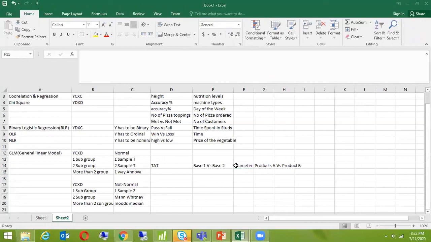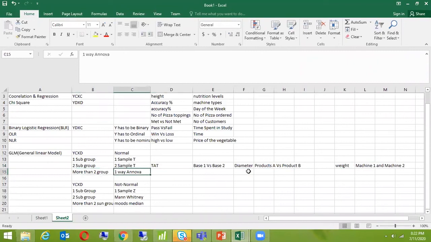So, Bhanu, can it be machine versus weight? You can say weight versus machine, but not machine versus weight. Weight versus machine, it has to have two subgroups. So weight versus, you can say, machine 1 and machine 2. Absolutely. Okay, great.